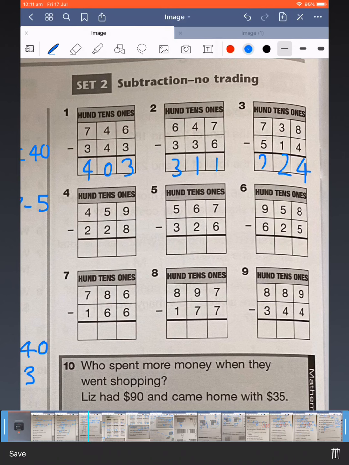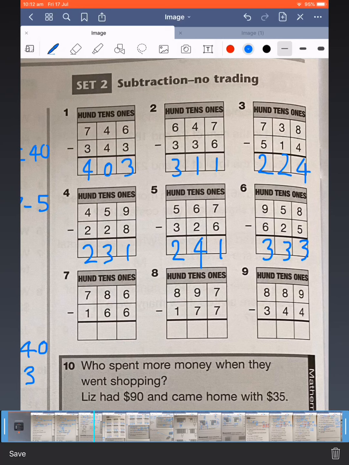9 minus 8 is 1. 5 minus 2 is 3. 4 minus 2 is 2. 7 minus 6 is 1. 6 minus 2 is 4. 5 minus 3 is 2. 8 minus 5 is 3. 5 minus 2 is 3. And 9 minus 6 is 3. Number 7.